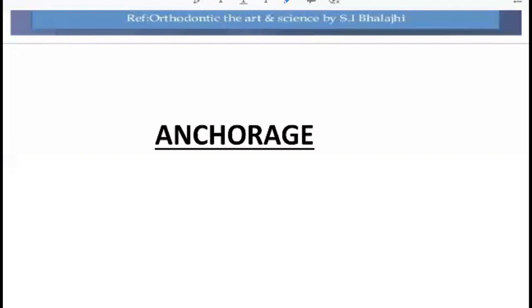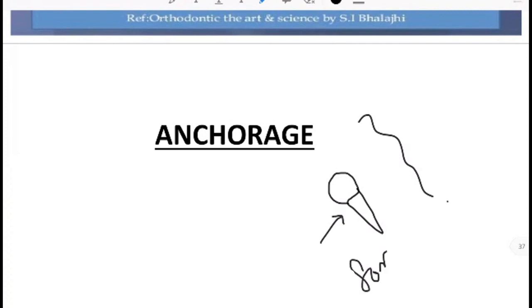Okay, I will repeat again. We need some force to move a teeth, right? If you have a teeth here, you need some force if you want to move this teeth to this position. So the force that is used to move this teeth to this position is derived from some anatomical areas which act as anchors. So this is anchors.